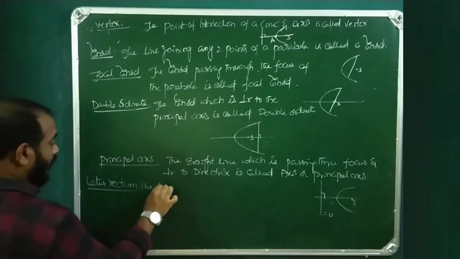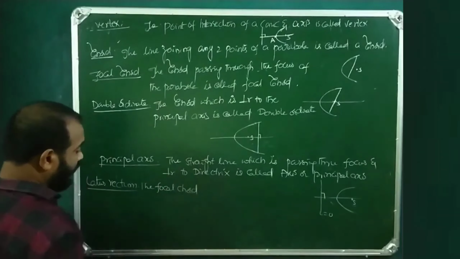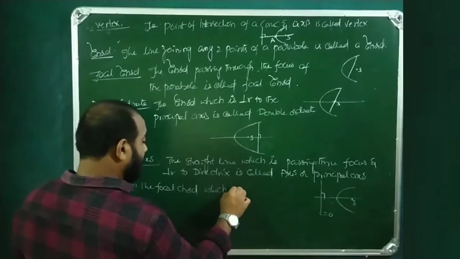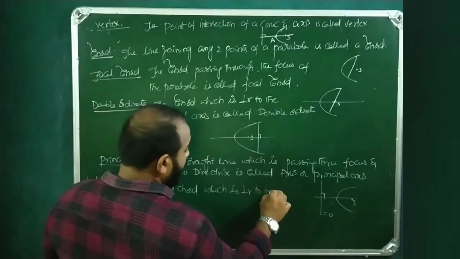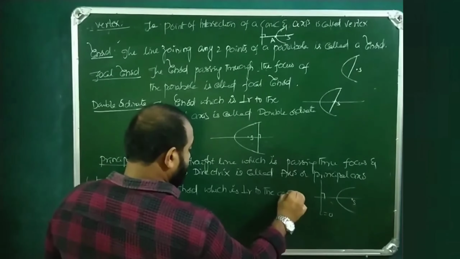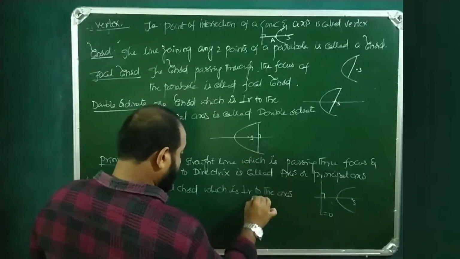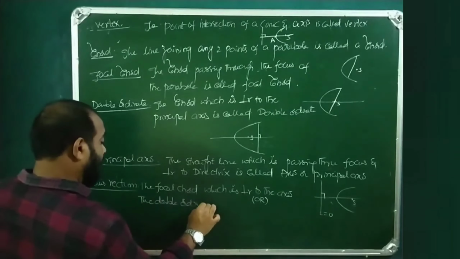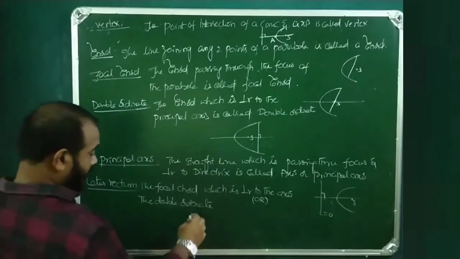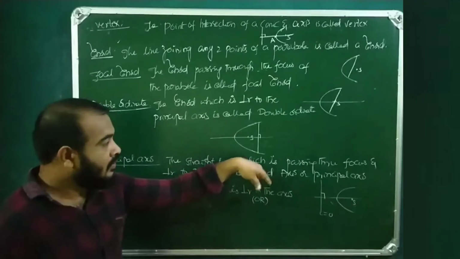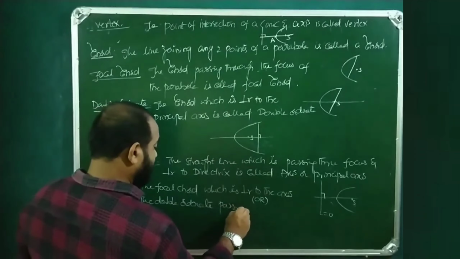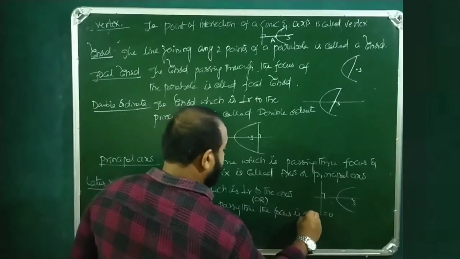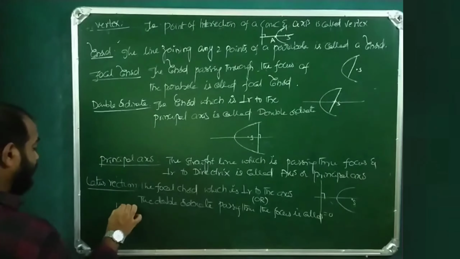The focal chord means passing to the focus. The focal chord which is perpendicular to the axis, or the double ordinate, means which is perpendicular. The double ordinate passing through the focus is called the latus rectum.